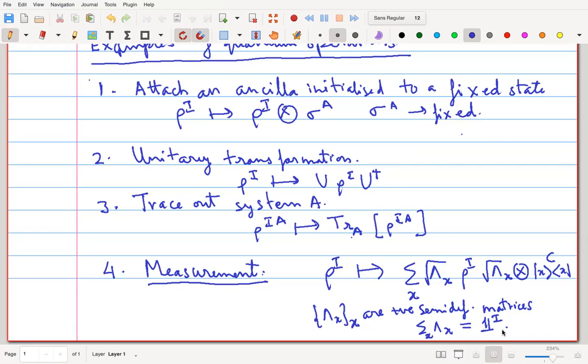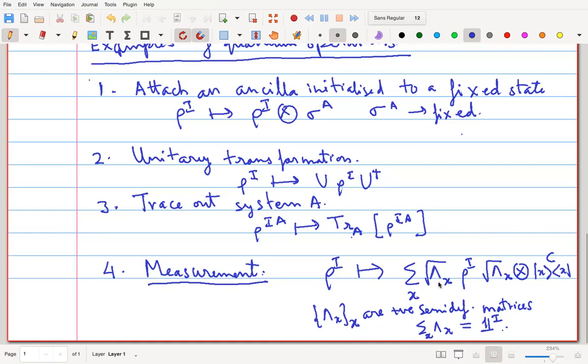More generally, this is my input Hilbert space I, and when I do a measurement, x runs over the measurement outcomes. The measurement outcomes are classical, stored in a classical register, and if I observe the xth measurement outcome, then the quantum state on I becomes this expression, which can be written as square root of lambda x, rho, square root of lambda x. What are the lambda x's? The lambda x's are the matrices that act on the system I, so they're I by I matrices. They're positive semi-definite, and the summation over x of lambda x is the identity operator on I.